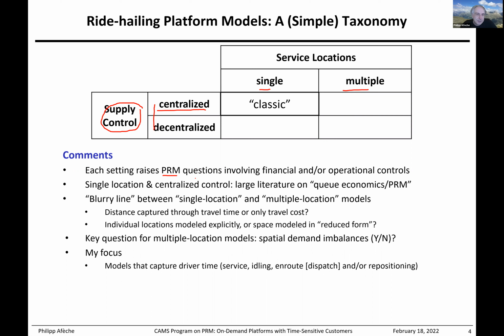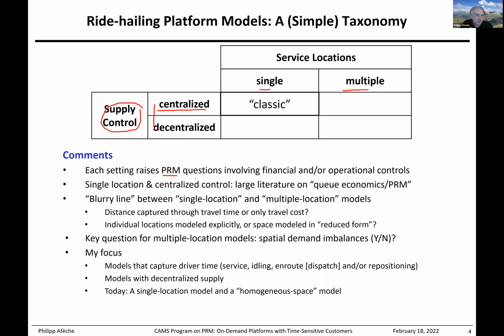So in any case, I'm going to focus my discussion more on models that capture some aspects of this time explicitly. Of course, all of them will capture service time. Otherwise, there's nothing to study. But then there will be some selective look at some of these other times. I'm going to put more focus on models that look at decentralized supply. And today, as the session says, it's about single location, but I'm going to expand this a little bit.